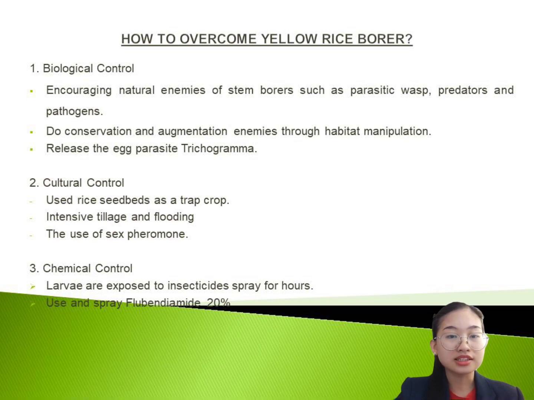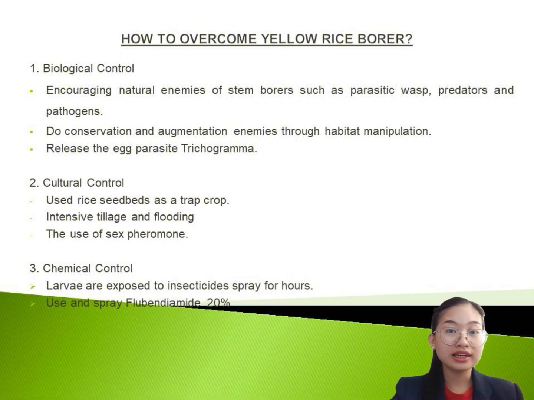The second one is cultural control. Rice seed beds may be used as a trap crop for moths emerging from diapause. Moths may be collected by sweep nets and egg masses may be collected by hand or leaf clipping. Intensive tillage followed by flooding after harvest may severely reduce the population of Scirpophaga incertulas, resulting in low incidence in the next crop. Other than that, the use of sex pheromone may also reduce the borer populations in paddy fields.